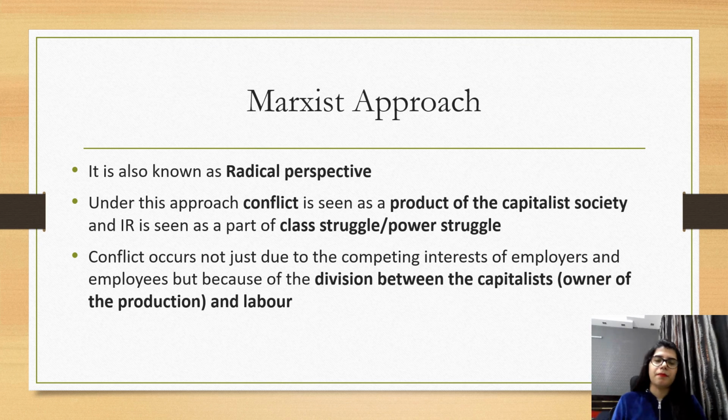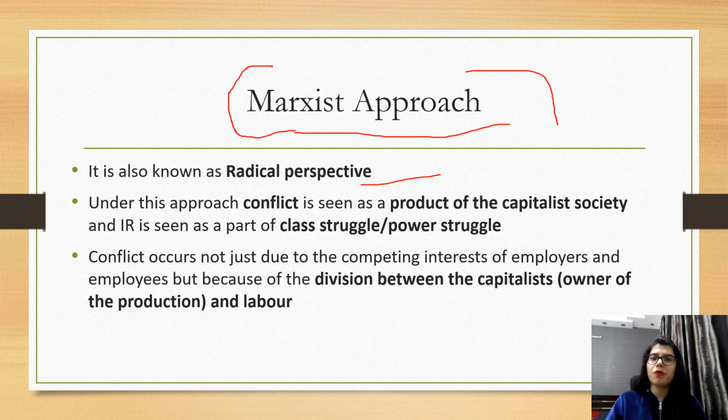Now, next approach is Marxist approach, and it is often called the radical approach as well. It has been given by Karl Marx. Okay, so if someone asks you who has given the radical approach or who has given the Marxist approach, then your answer would be Karl Marx. So under this approach, conflict is seen as the product of the capitalist society, and industrial relations is seen as a part of class struggle and power struggle.